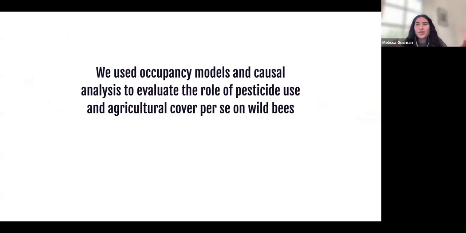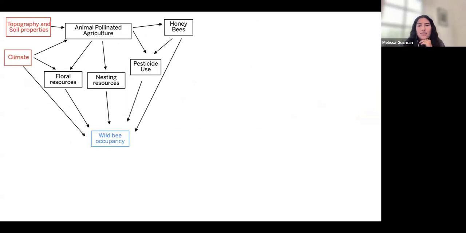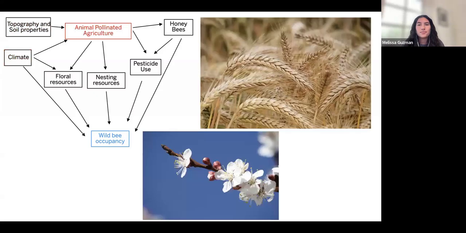What I did is I used occupancy models, the multi-species occupancy models that I introduced at the beginning, and causal analysis, specifically structural causal analysis, to evaluate the role of pesticide and agricultural cover per se. Because we know that agriculture is not distributed equally across the country, I included things like the extent to which climate and topography affect the distribution of climate and floral resources.